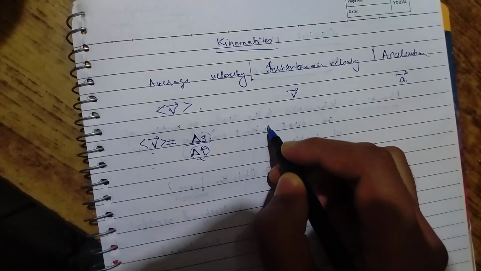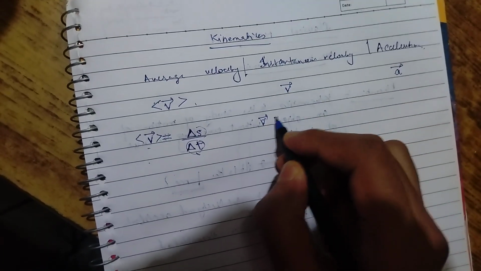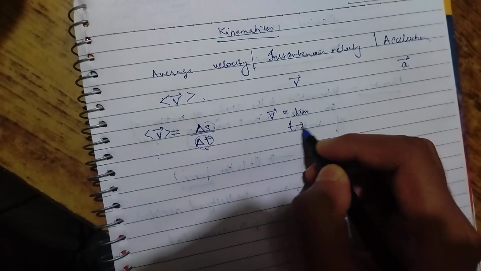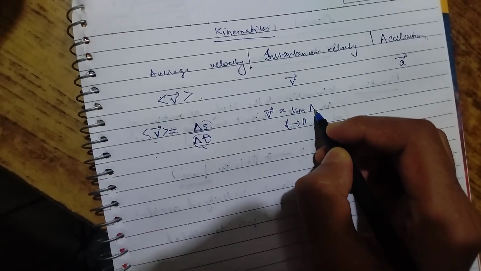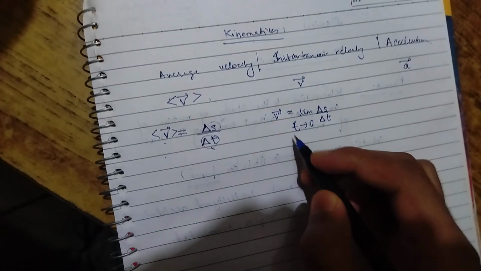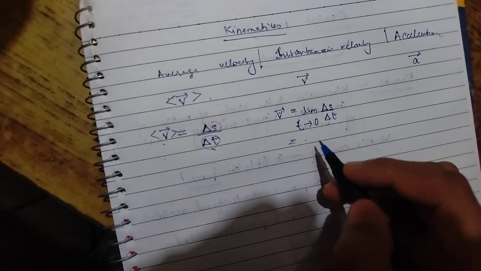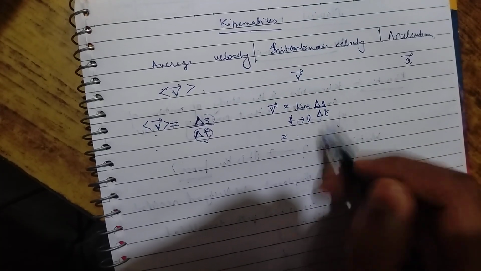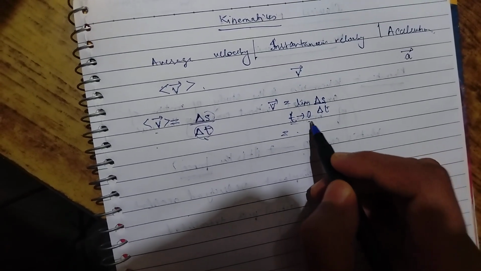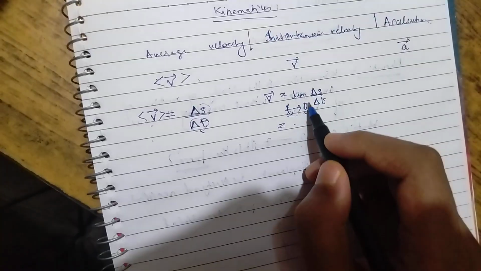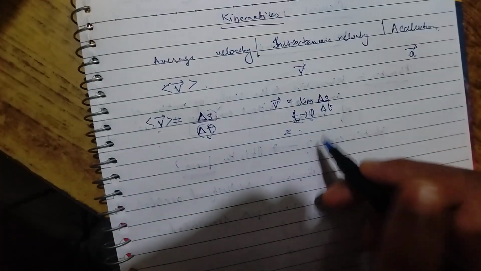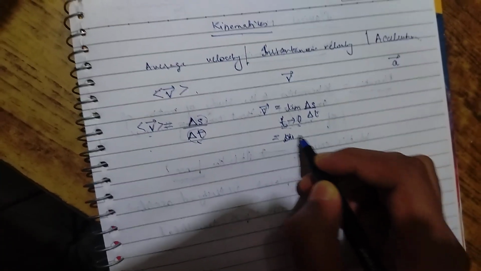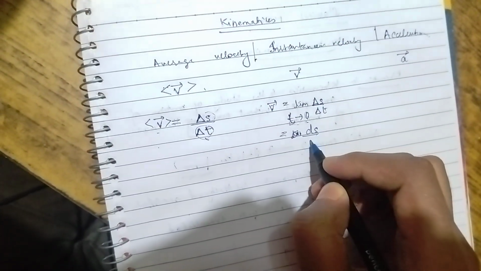And now instantaneous velocity, that would be the limit as delta t tends to 0 of delta s by delta t. If we talk about an instant, it is really small, so t is similar to 0, so we use this limit that we study in calculus, and that is equivalent to ds by dt.